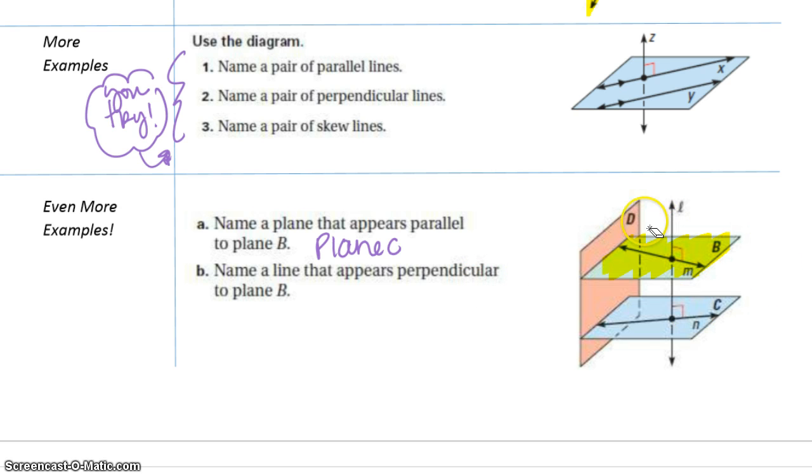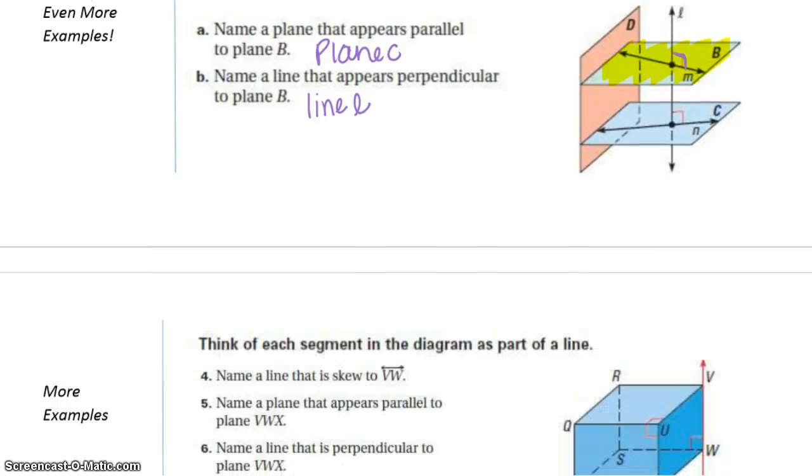So it says, name a line that appears perpendicular to plane B. So look at plane B. What line hits it at a 90-degree angle? Well, I see 90 degrees here, right? However, we've got to figure out what line they're trying to talk about. Well, M is lying on the plane. So if it's on the plane, then it's definitely not perpendicular to the plane. So the line that's going through must be the one perpendicular to the plane. And that would be line L.